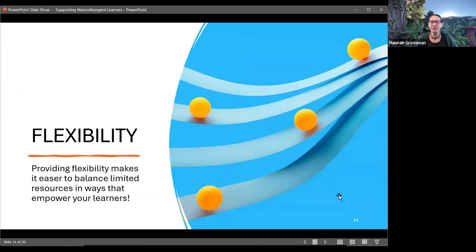The more flexibility you can include in your learning situations, the more you can have differences in outputs, differences in timelines, differences in how people can present and have it be acceptable, the better your learners are going to be at meeting those expectations. So by providing flexibility, it makes it easier for each and every learner to balance their limited resources in ways that give them power in the learning situation and make that learning meaningful to them.